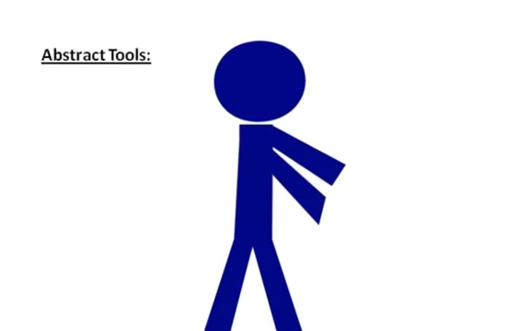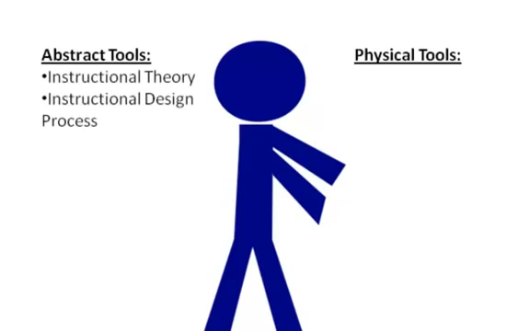And there are two different types. The first are abstract tools, and the second is physical tools. And we'll talk about what each of these different types of tools are. So first, abstract tools. There are two main types of abstract tools that an instructional designer will use in his work. The first is instructional theory, and the next is instructional design process.